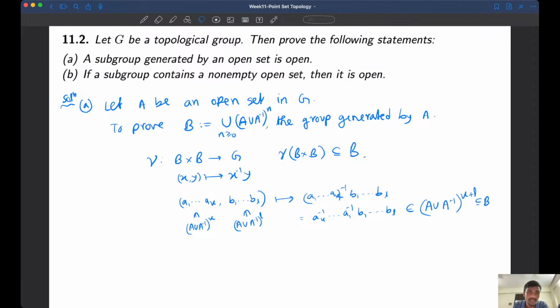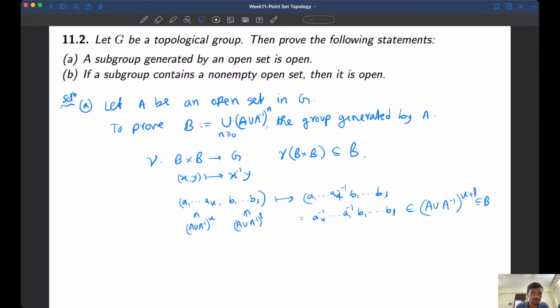Okay, so now I have to prove that this B is actually open. That's what the question says, that B is generated by an open set. So this B is the group generated by A. Now B is open only because A was open. So this inverse will also be open, and yes, finite union. Yes, exactly. So that's the thing.